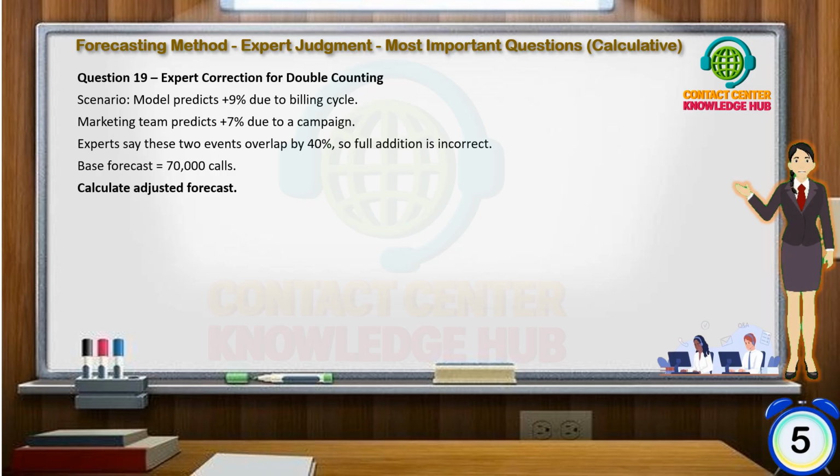But experts point out something critical. These two events overlap by 40%, meaning part of the marketing impact is already included inside the billing cycle. So we can't take the full 7% on top. We must remove the overlapping portion. Base forecast is 70,000 calls. Calculate adjusted forecast. Think for a moment.